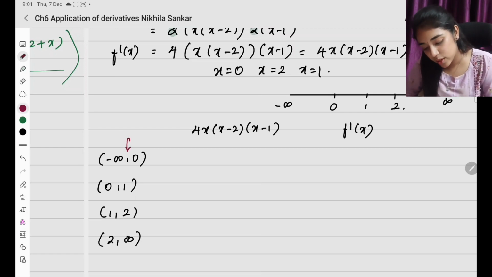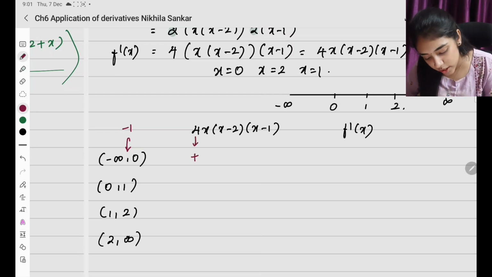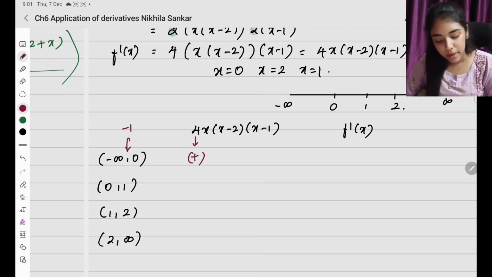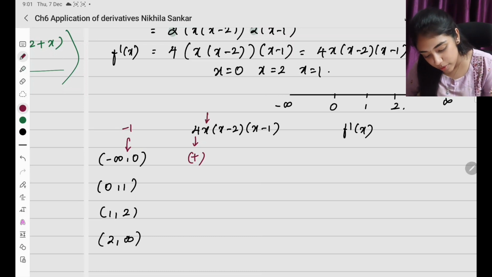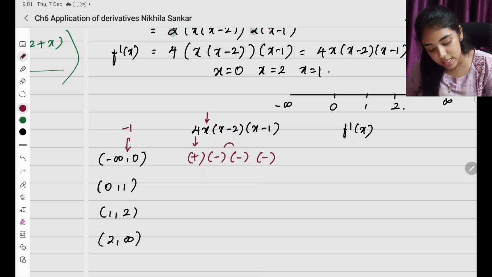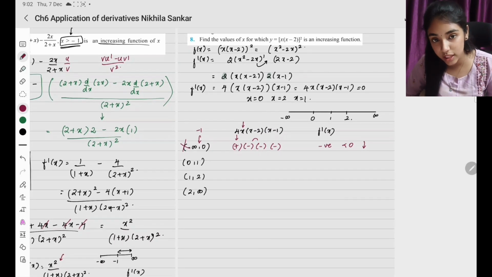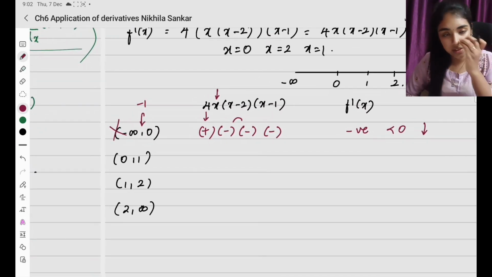Now, when I take a value that's in between this, I can take minus 1. Okay, the 4 is going to be positive. Times x, substitute, it is going to be minus 1. So, minus 1 minus 2 is going to be minus 3, minus, and minus 1 minus 1 is again minus. So overall this gives me a plus, and again I have a minus. So this is going to be negative, less than 0, decreasing. So this is not the interval we are looking for. What they are asking in the question is an increasing function. Which interval are they asking for? So the first interval is not for us.